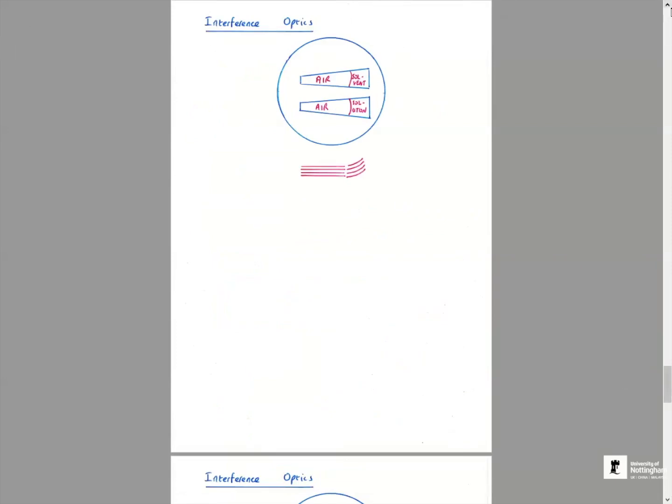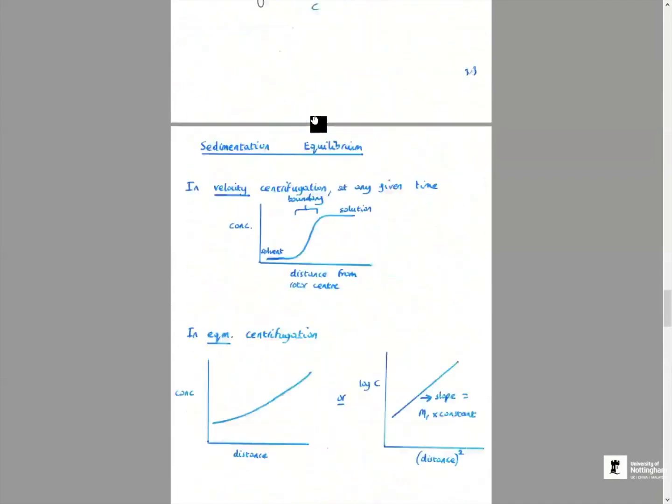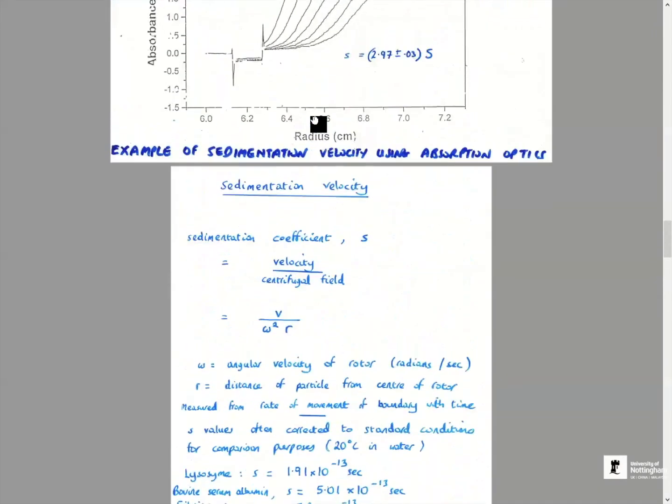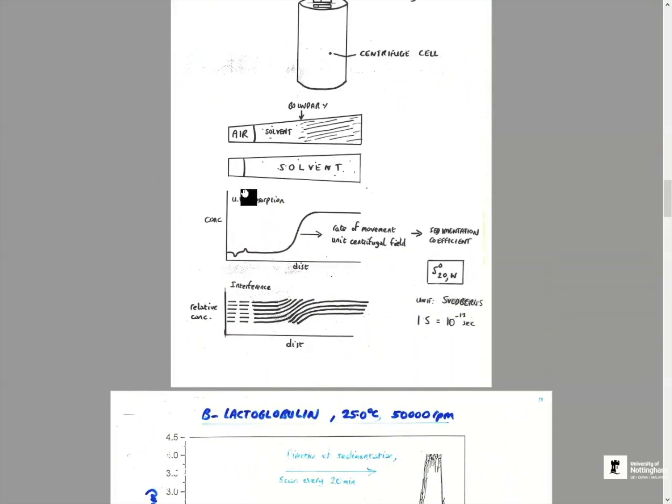Right, now, as far as interference optics is concerned, here's what we're looking down on the cell again, and we've got our solution in this column, and we've got our solvent in this column. Notice, I said before, we don't fill the cells, and when we did the velocity experiment, see how we almost fill the cells, but not quite.